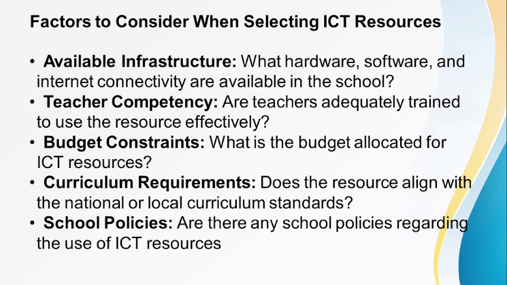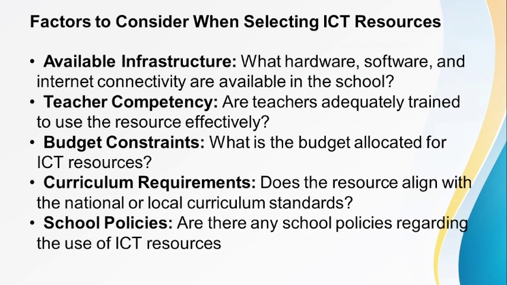Then we also have the budget constraints. This is very important. What budget has the school allocated for the ICT resources? This will determine the type of ICT resource to buy. Another factor is the curriculum requirements. Now, looking at the curriculum, does the resource that you want to buy align with the national or local curriculum standards? Some resources could be above the national curriculum standard. Others could be very low, very low in terms of the curriculum standards of the country.